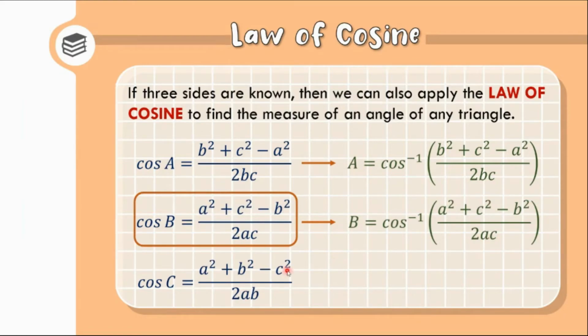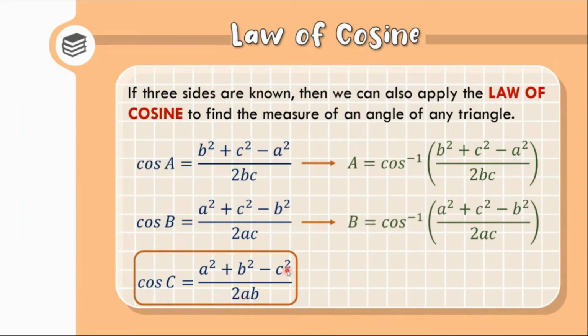And for the last one, if you are asked to find the measure of angle C, then we will have the sum of the squares of the length of side A and B minus the square of the length of side C divided by 2AB. And we can find the measure of angle C using this equation. C is equal to arc cosine of A squared plus B squared minus C squared, all over 2AB.